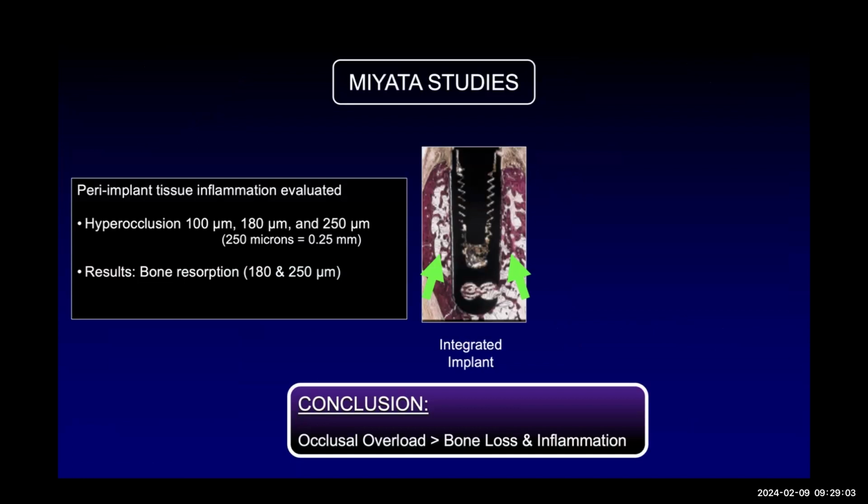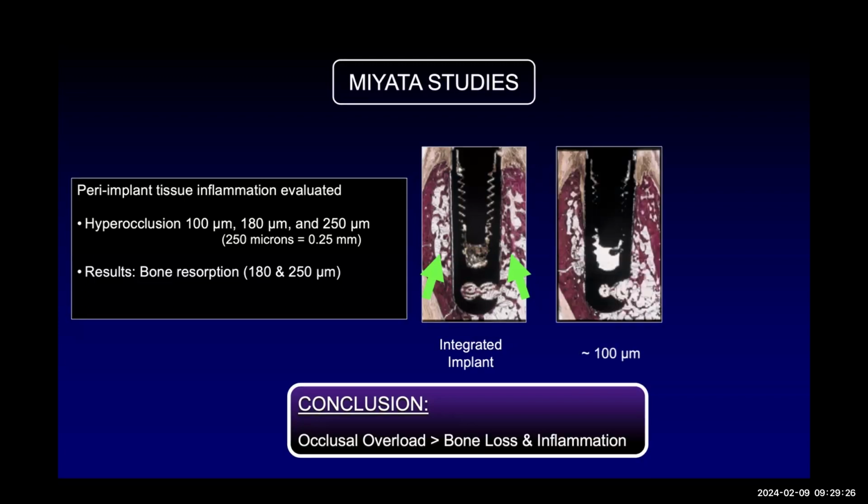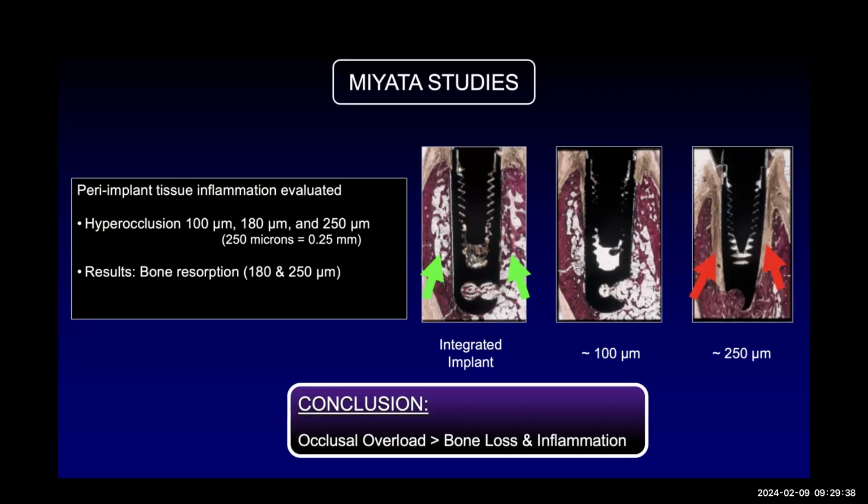Another animal study by Mayada, and what he found was basically he looked at placing implants into various animals and putting them in hyperocclusion at different heights, different crown heights. So he had 100 microns, 180, up to 250 microns in hyperocclusion. And what he found was if they're slightly in hyperocclusion, it does end up with some bone loss, but it's not that significant.